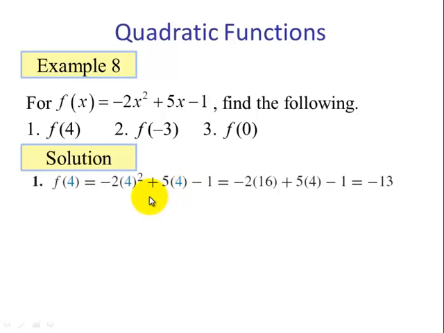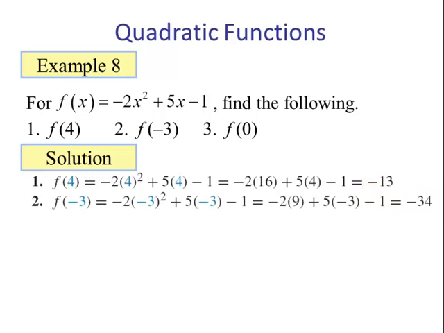Next, we follow the order of operations. We have to square before we multiply. So 4 times 4 is 16. We have to multiply before we add or subtract. So this would be negative 32 plus 20 minus 1, which gives us an output of negative 13. So when x is 4, the y value will be negative 13.